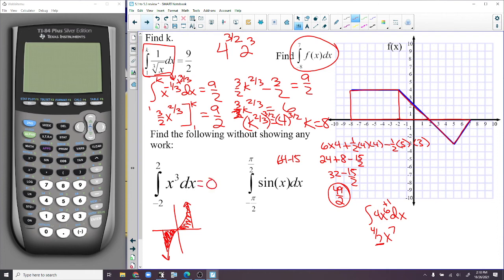Sine is also an odd function. This answer would be 0, because you're integrating from -pi/2 to pi/2. Now, if we integrate from -7 to 4, that's not going to happen. But it will if you're going from -2 to 2. That'll cancel out on an odd function. Any questions on that? All right.